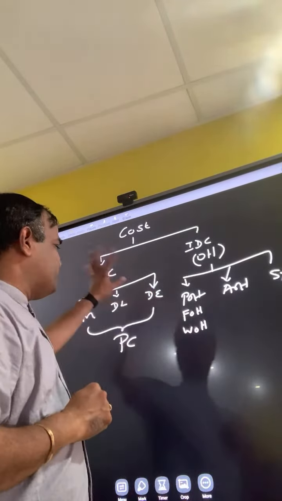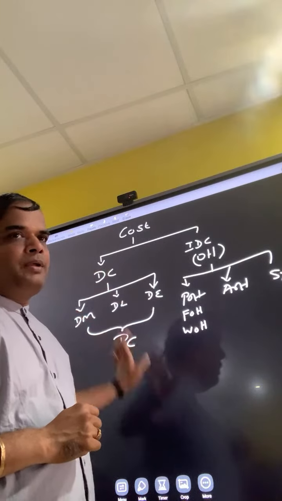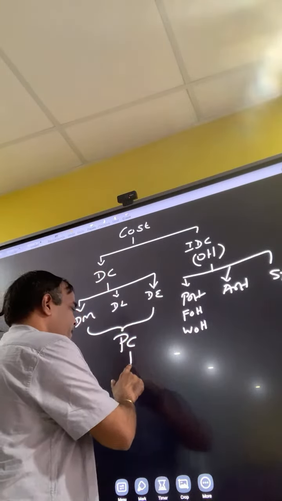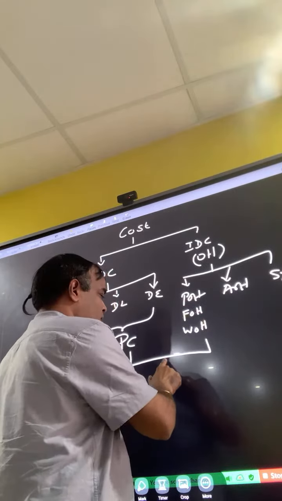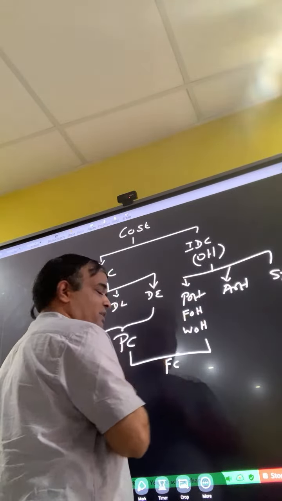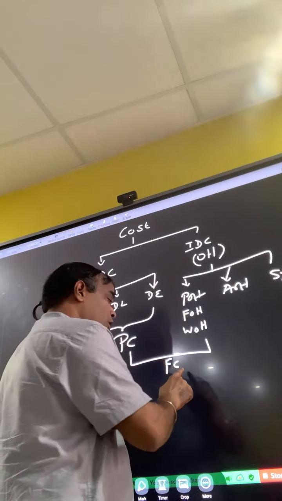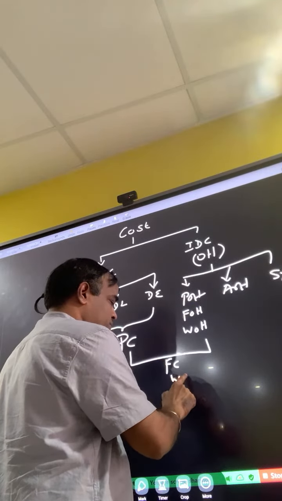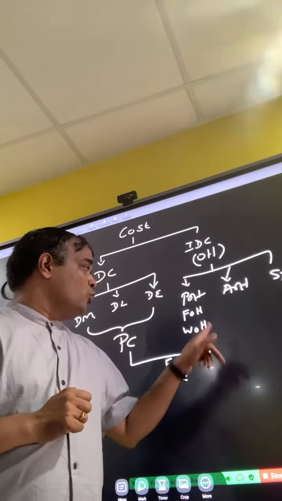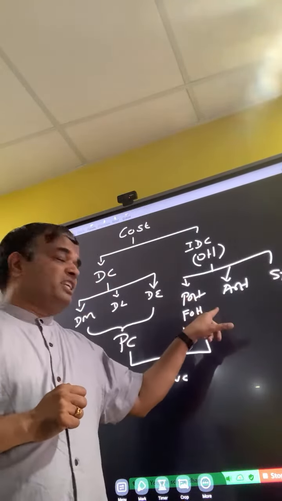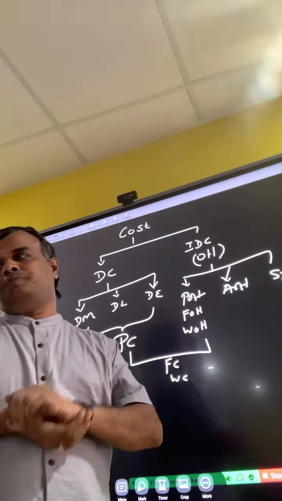If I add prime cost with the production overhead, then it is called factory cost. Factory cost is also called what? Works cost. Works overhead, works cost. Factory overhead, factory cost.